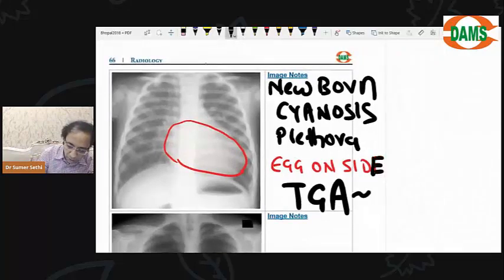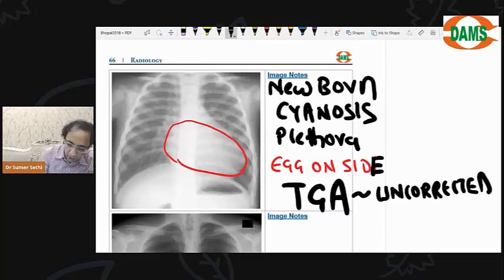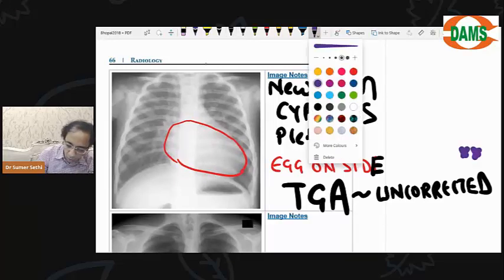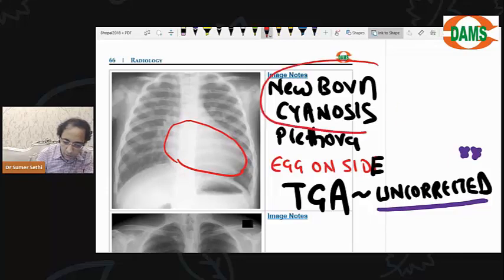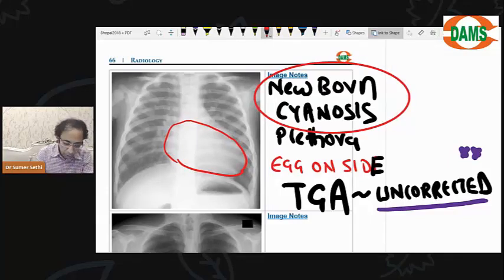TGA is of two types. So this appearance is only seen in uncorrected TGA. Just to keep it in mind, you will read about it later on, but only in uncorrected TGA you will see egg on side heart. And the classic history will be saying a newborn with cyanosis. Okay, that is very important. And lungs will be plethoric. Plethora matlab zyada, oligemia matlab kam.